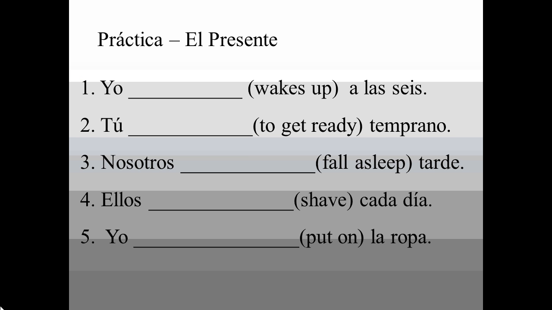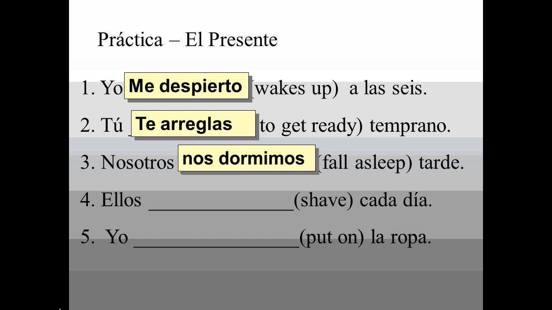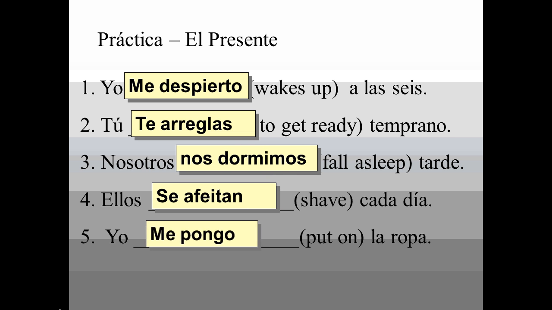So now I would like you to practice this. You are going to need your vocab sheet for the vocabulary. And please don't forget your pronouns, as this is in the present tense. So stop this video, do your practice, and then come back. Okay, now that you're back, the first one is me despierto. Did you make sure that you put the me in front of it? Don't forget, despertarse is a stem changer. Two, te arreglas. Nos dormimos. Se afeitan. Me pongo.